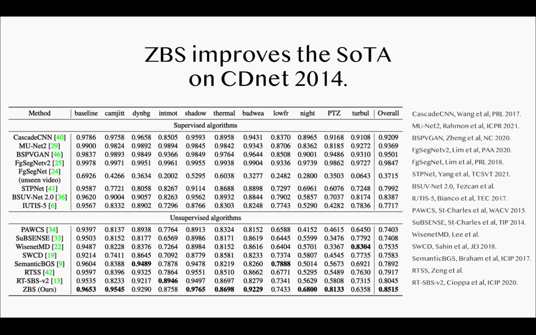ZBS outperformed the existing unsupervised background subtraction algorithms with a state-of-the-art 85.15% F-measure on the CDnet 2014 dataset. Furthermore, ZBS outperforms the supervised method for unseen videos, named BSUVNet 2.0. When assessing per category, our method shows superiority in 7 out of 11 categories.